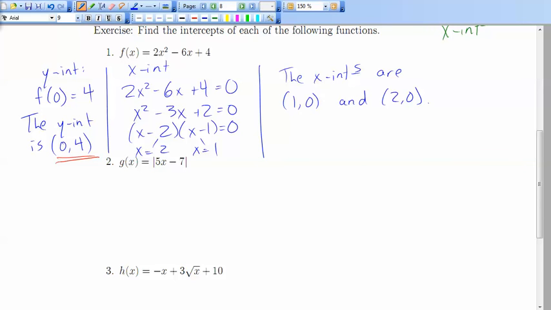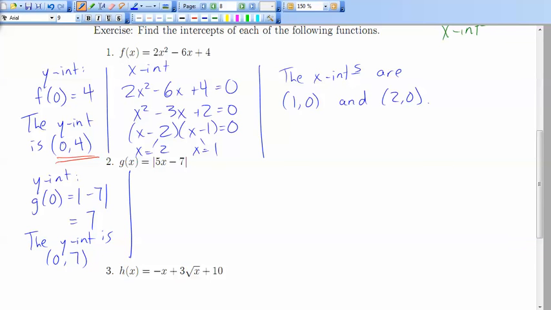Okay? So if I find the y-intercept of my function g, I'll plug in x equals 0, and I'll get the absolute value of negative 7. Well, notice there's a negative number inside those absolute value bars, so it changes it to a positive 7. Okay? So that means our y-intercept is (0, 7).